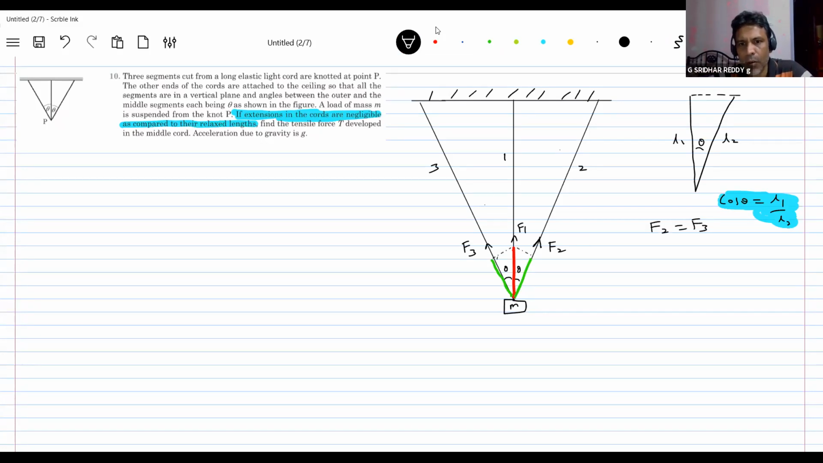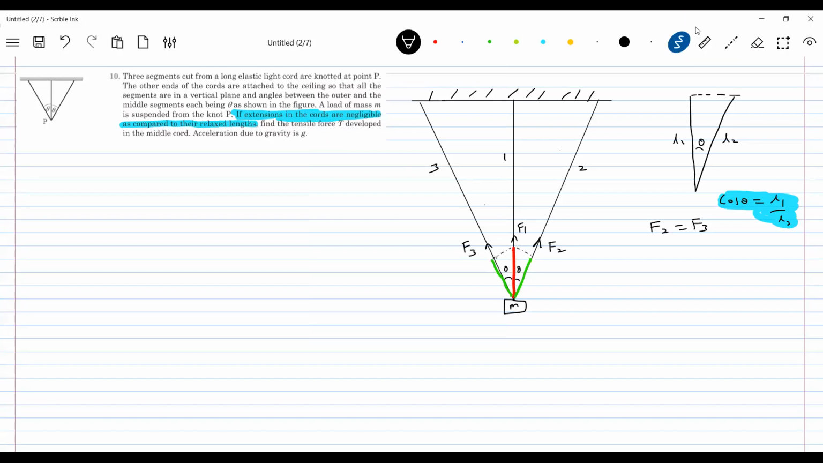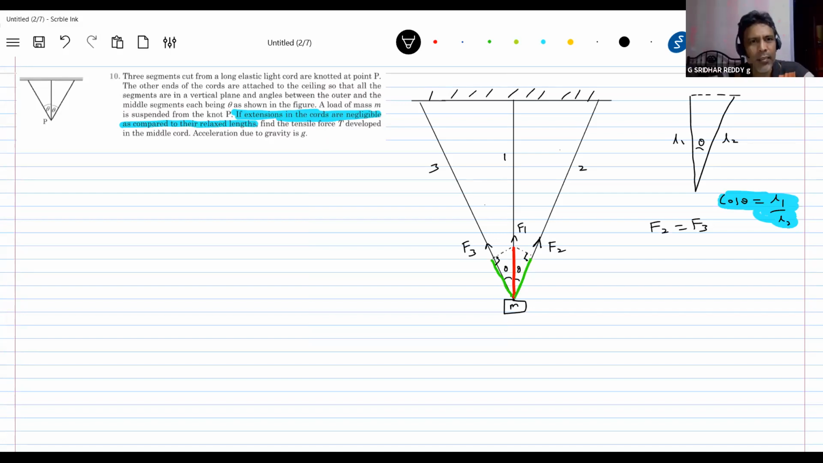I'm dropping the perpendiculars also. Sir, when they are cut in equal manner, are they cut in three equal parts? The problem says three segments cut from a long elastic light cord are knotted at point P, and the other ends of the cords are attached to the ceiling. He didn't say equal parts, no. He just said segments.